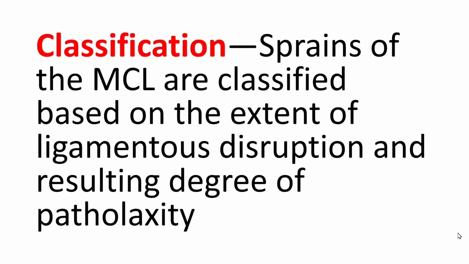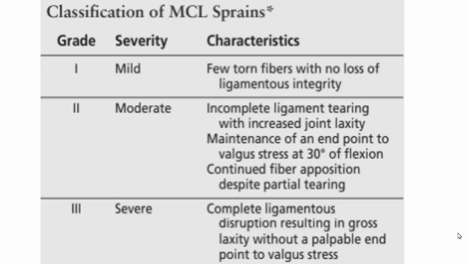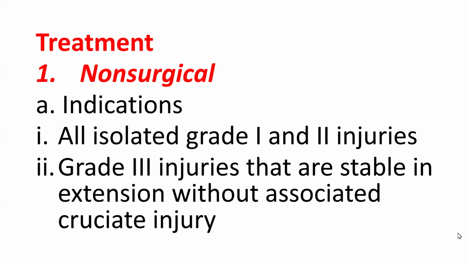The classification. Sprains of the MCL are classified based on the extent of ligamentous disruption and resulting degree of pathologic laxity. And this we repeated. This is the classification that we routinely use. Treatment, non-surgical indications: all isolated grade 1 and 2 injuries, and grade 3 injuries that are stable in extension without associated cruciate ligament injuries should be treated conservatively.